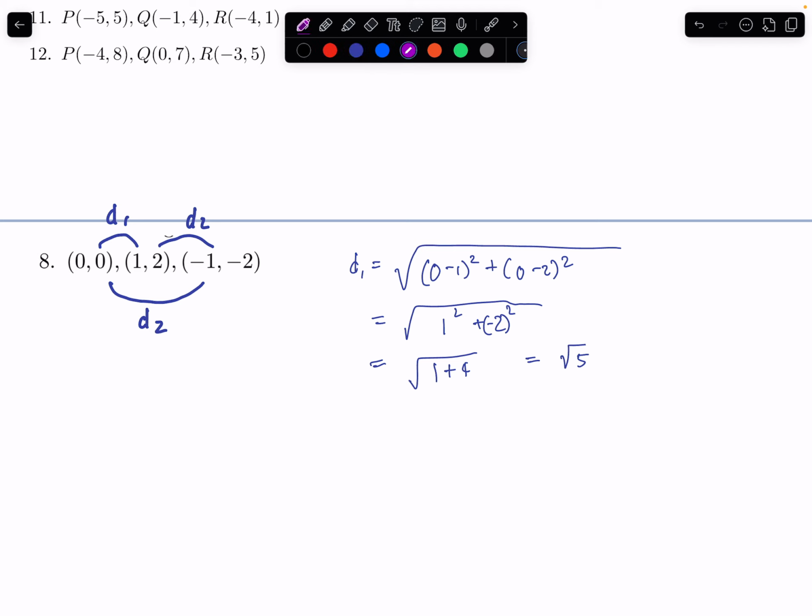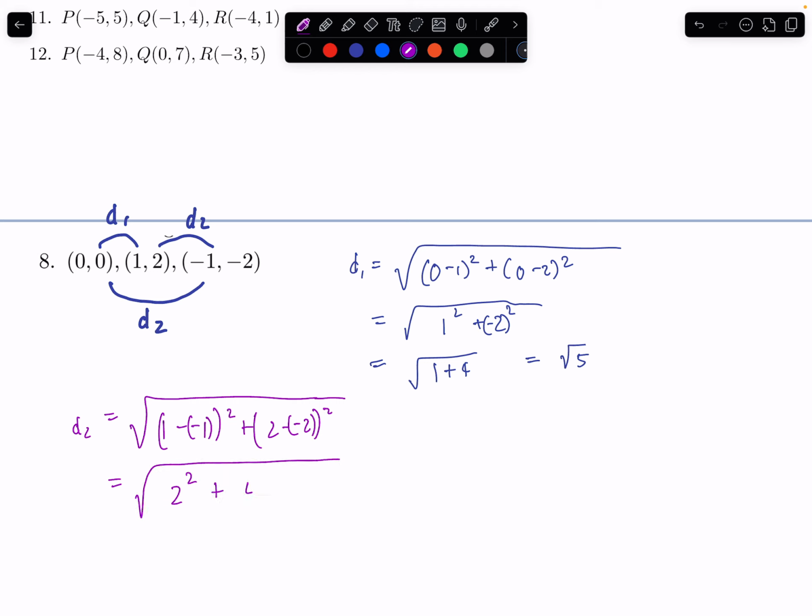Move on to the second distance in purple. What's D2? D2 should be the distance between (1, 2) and (-1, -2). That's the square root of (1 minus negative 1) squared plus (2 minus negative 2) squared. You notice my use of parentheses to make sure I keep my negatives straight and I don't mess something up. 1 minus negative 1 is 2. Square it.